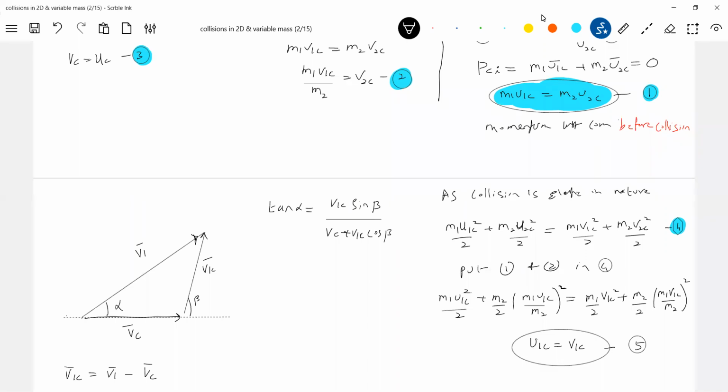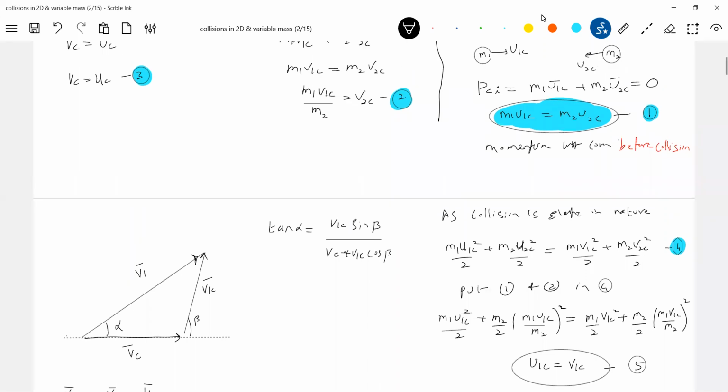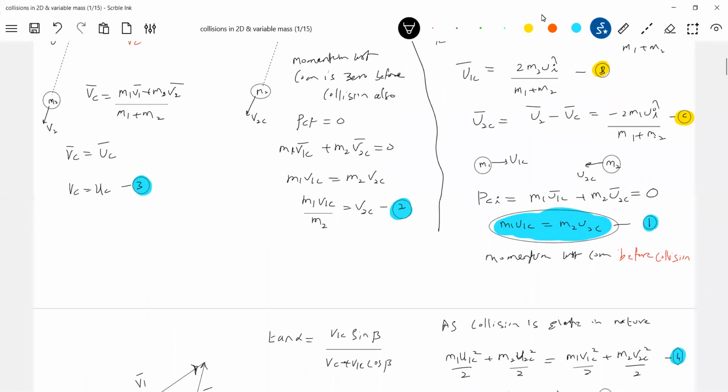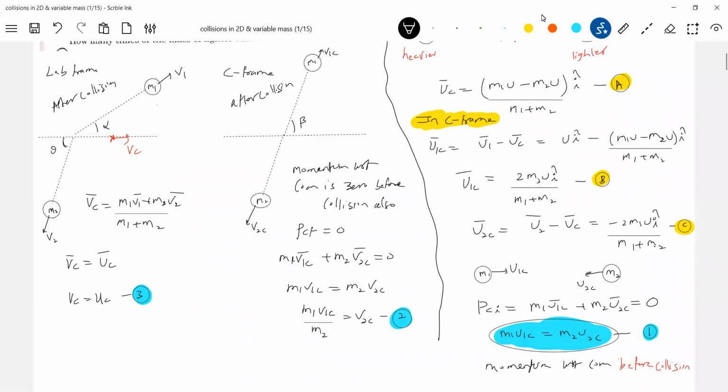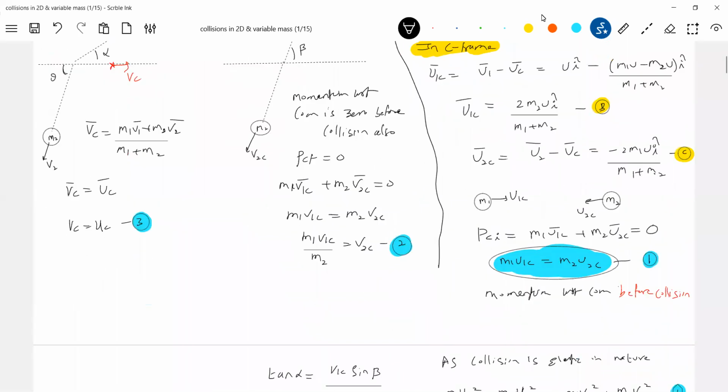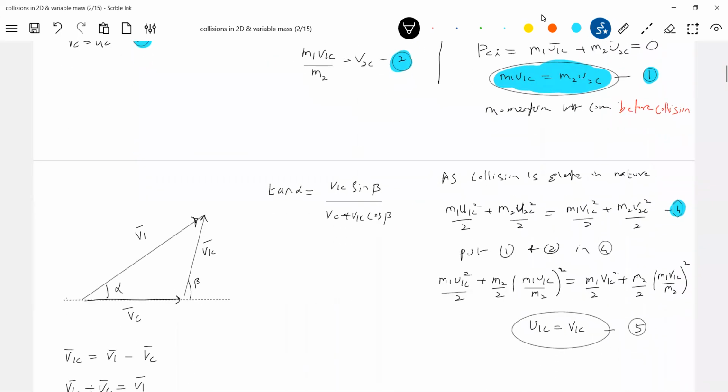V1C is what I'm able to express as U1C. We don't know U1C. What to do with U1C? Just slide up. Do we have U1C? 2M2 U by M1 plus M2. Do we know VC? VC is what? UC, no? And do we know UC? Equation A. I'll write down all things. So V1C I'll substitute here. So this is the equation. I'll call it 6.